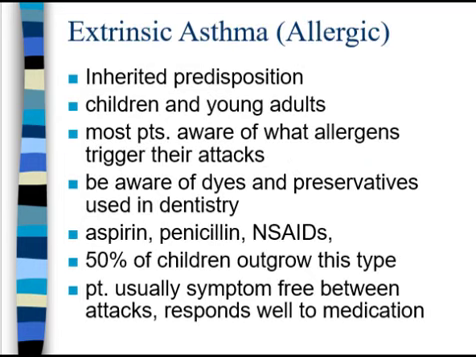There are different types of asthma. We have extrinsic asthma, also known as allergic asthma, seen most often in children and young adults, more commonly in males. Most patients are aware of the allergens that trigger their attacks. An acute episode is usually caused by exposure to an allergic substance such as dust or pollen. The bronchospasm develops within minutes after exposure to the allergen.